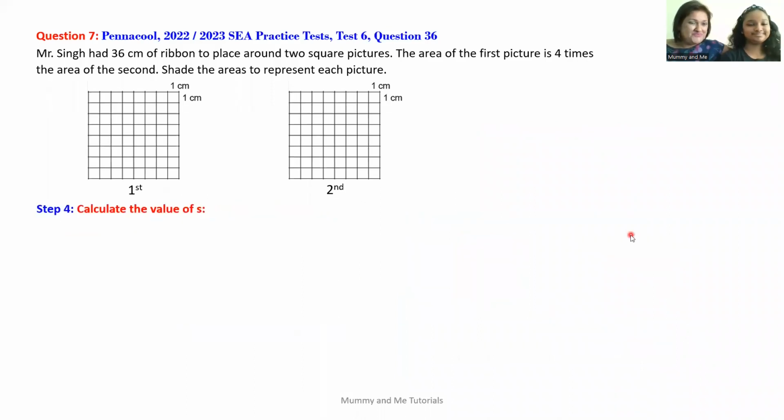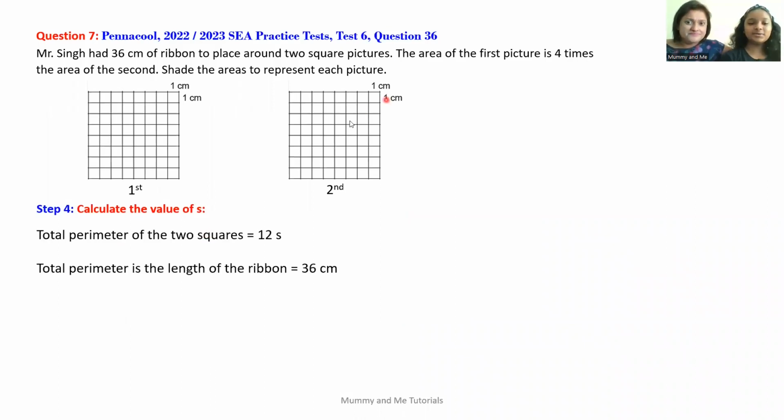Great job. Now we shall calculate the value of S. So we know that the total perimeter of the 2 squares is equal to 12S. And we also know that Mr. Singh had 36 centimeters of ribbon to place around the two square pictures. What does the word around tell us? The word around tells us that we need to calculate perimeter. Well, this 36 centimeters is the perimeter.